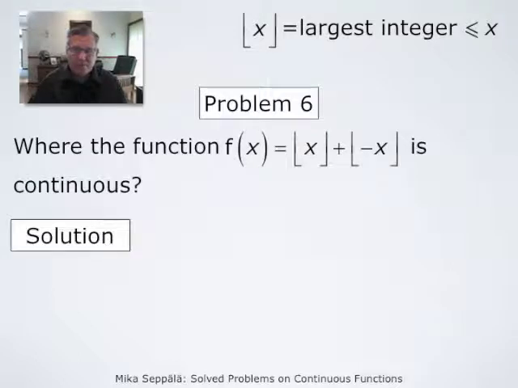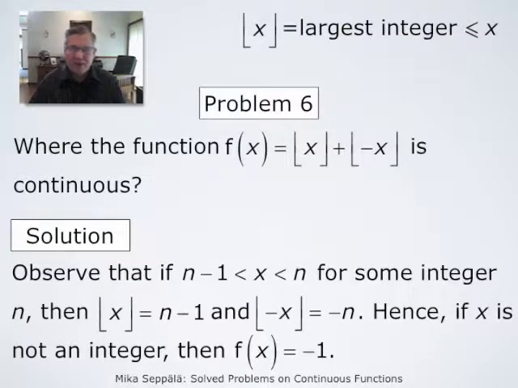We first observe that if x is not an integer, then it is between two integers. Therefore, if x is not an integer, then there is an integer n such that n minus 1 is less than x is less than n. And for this n, floor of x is n minus 1.